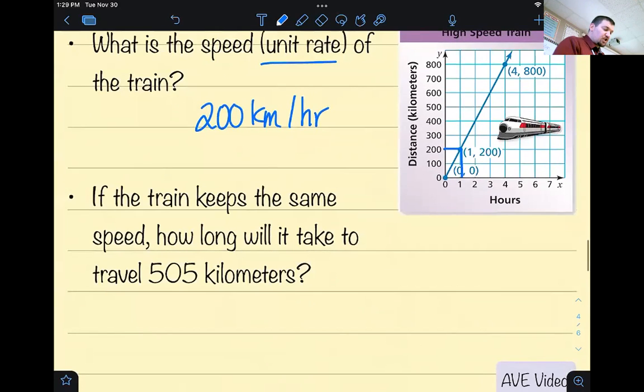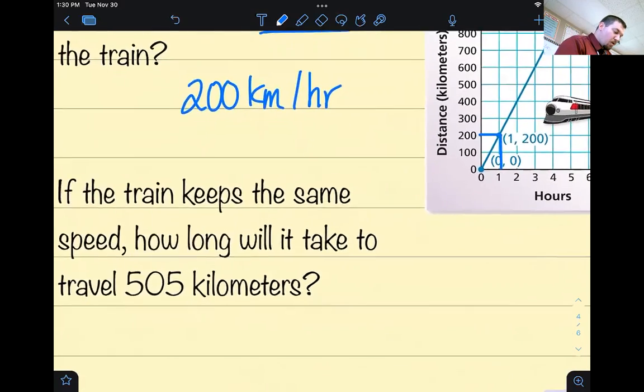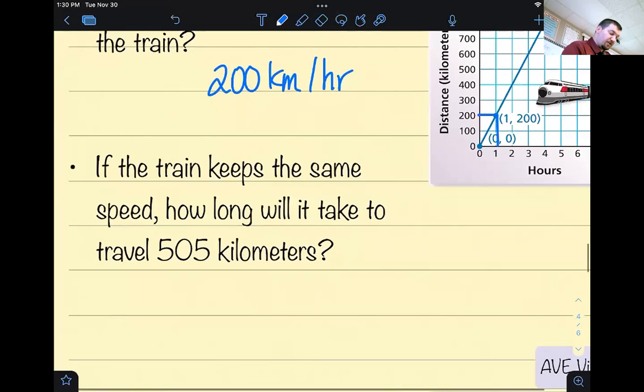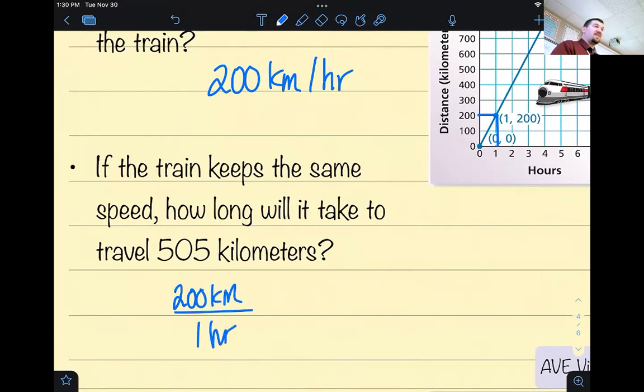If the train keeps the same speed, how long would it take it to travel 505 kilometers? By the way, that's not the distance between Madrid and Spain. It's like 4/5 of the way. Oh, wow. So what I can do is set up a proportion. It's not the only thing I could do, but I could set up a proportion. If it travels 200 kilometers per hour, I can write that unit rate. The reason I want to do it this way is to remind you that unit rates have a denominator of 1. So if it travels 200 kilometers in 1 hour, it'll travel 505 kilometers in how many hours?